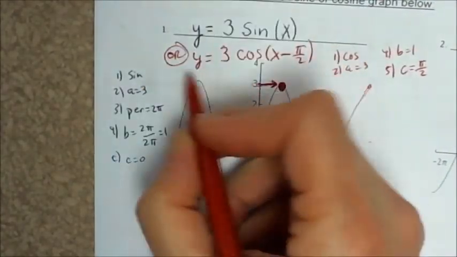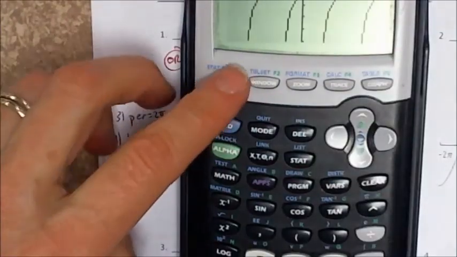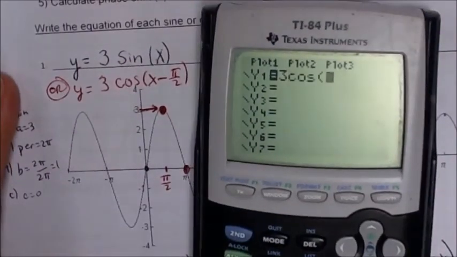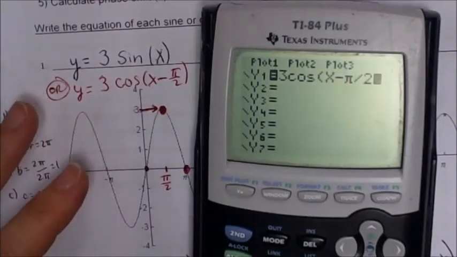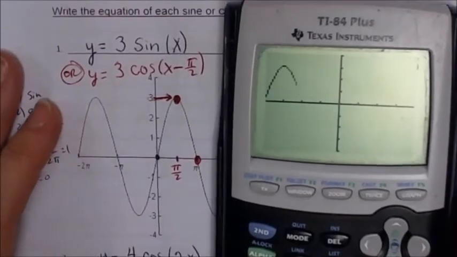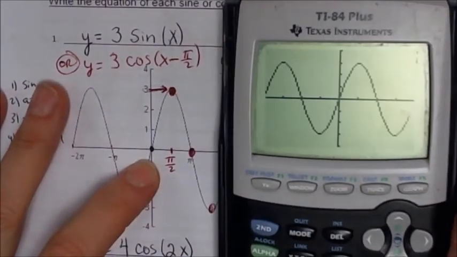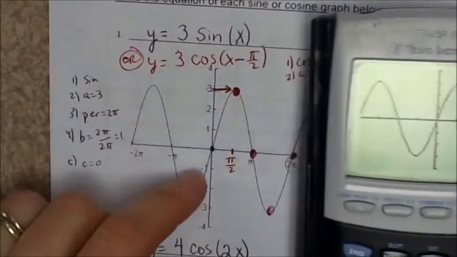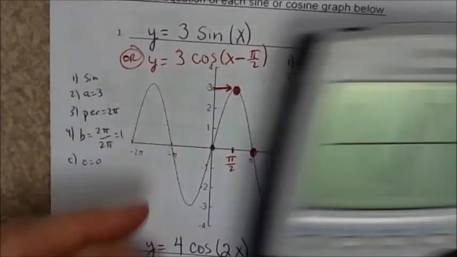So this is just a second equation that's exactly the same. And if you wanted to check this out, you could just type in y equals 3 times the cosine of x minus pi over 2. If you graph that, it'll look exactly like that sine curve did. So it's just another equation, and like I said, there are an infinite number of equations. You could have started this anywhere and called it a shift of any kind.